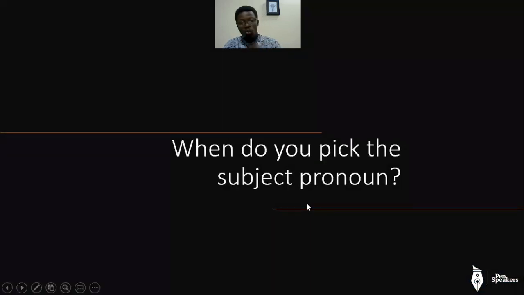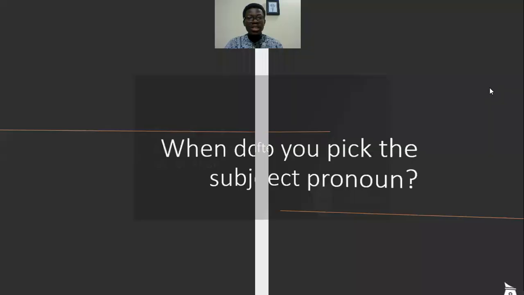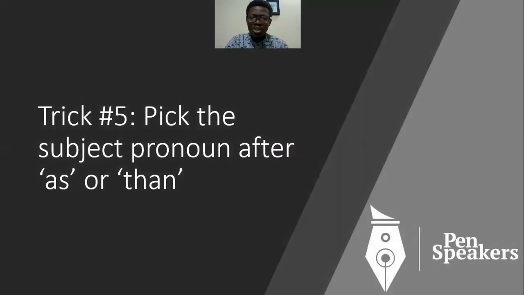All right. Next, when do you pick the subject pronoun? So if you have questions where you're given options between object and subject, there are certain tricks that help you to know that at every given time, whenever you see a question appear like this, you always pick the subject pronoun. Now, these are the tricks. Trick number 5 says, pick the subject pronoun after the word as or the word than. Now that's my trick. Almost every time, mark the word almost, every time you see the word as or than in a sentence, you are required to pick the subject pronoun after it.